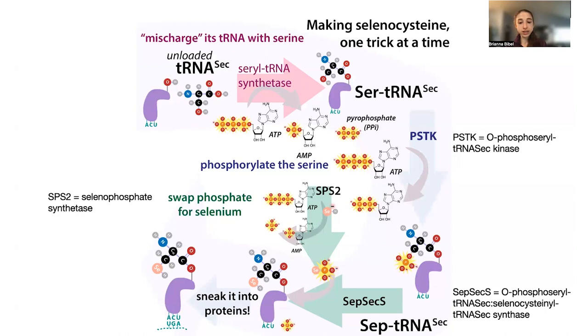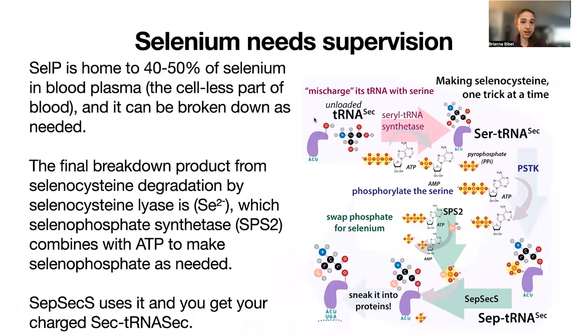The selenium is also going to be transported in an activated form. We have that selenoprotein, SelP, that we talked about, which is going to be your storage system for your selenium. There's actually 40 to 50% of the selenium in your blood plasma housed in selenoprotein P. When your cell is ready to make a protein, ready to make tRNA that needs the selenium, it can degrade that SelP protein using this selenocysteine lyase. And so what you're going to end up with is this Se2 minus.